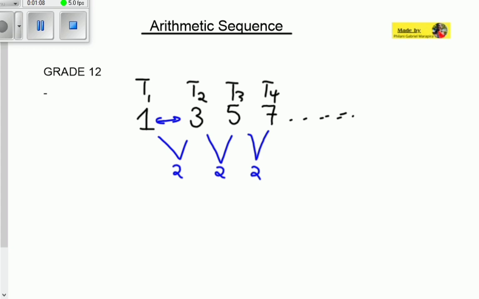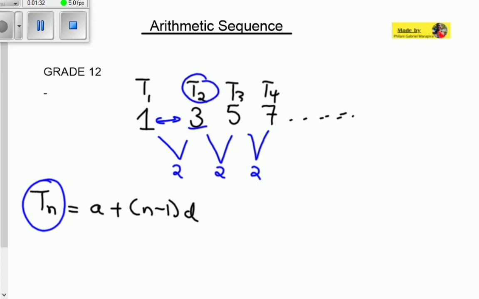We have a general formula for an arithmetic sequence that states that Tn is equal to a plus n minus 1 multiplied by d. So this is the general formula for finding a term of an arithmetic sequence. Tn tells you about the position of the term, which just tells you what number a term is holding. For example, term 2 is holding number 3, so 3 is T2. Here a represents the first term of the sequence.